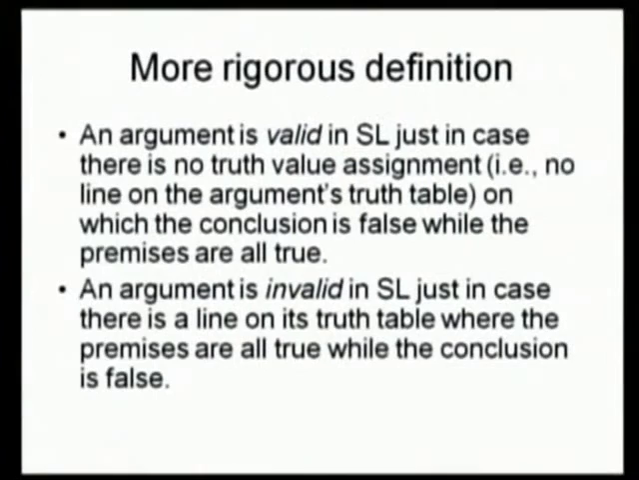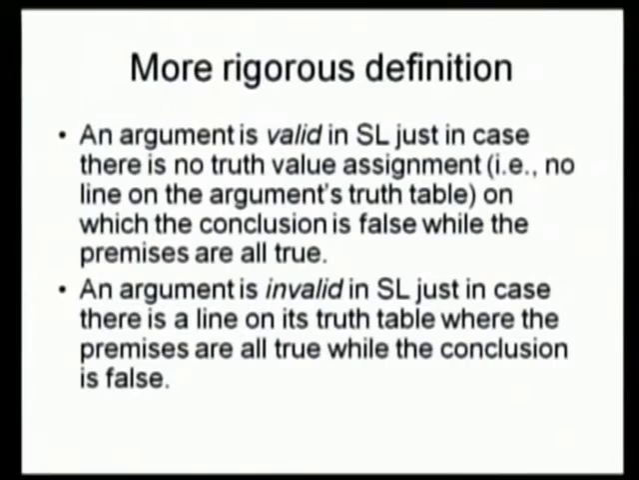And the intuition had always been there ever since Plato, some 2,000 years ago, that these diagrams are just illustrations. The truths are somehow more fundamental than the diagrams we're drawing. And the algebraic interpretation, once we were able to do that, helped to reveal the more rigorous character of even geometric proofs. So here too, we're going to try and do something a little bit better. We're going to say that an argument is valid in sentence logic just in case there's no truth value assignment on which the conclusion is false while the premises are all true.